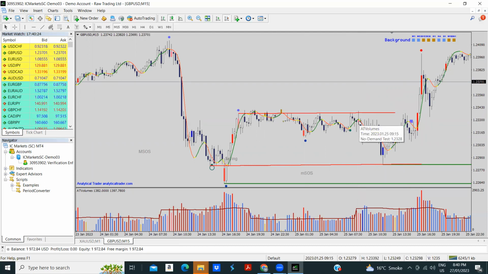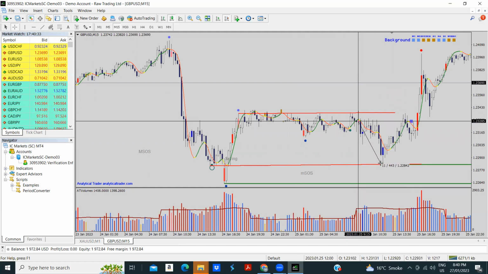You can see the test here. Change of color, demand test. Can you see? This is our signal to go down. Okay, stop loss and go down. But of course, as I told you, the major bias is what? You can see this circle.